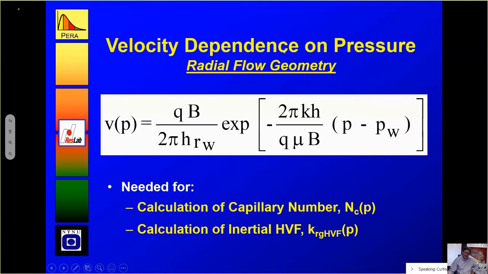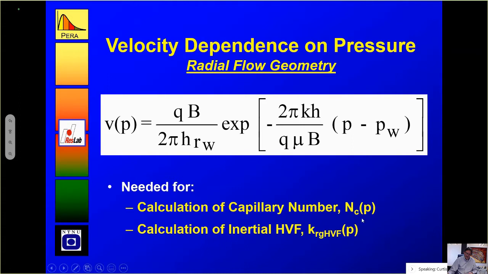So to capture the velocity dependence, you have to basically get velocity as a function of pressure to include it in the integration of the mobility term. Mobility has to be a function of pressure. So the capillary number velocity is estimated from pressure using, in the case of a radial flow, the radial flow equation.